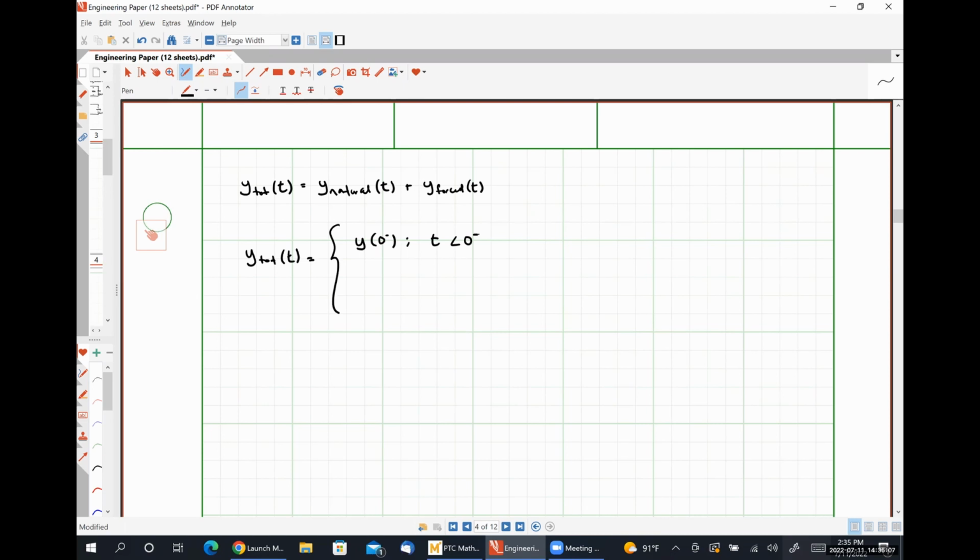And what I'm about to write down here is intentionally incorrect. So I would appreciate you not writing it, because you're just going to have to erase it in a minute. But I want to explain why it isn't correct and what we have to do to fix it, okay? So our natural response from our prior experience is going to look something like Y at 0 plus, e to the minus t over tau. And then we're going to add to that our forced response, which is y at infinity.